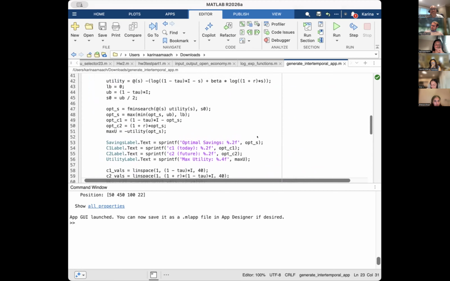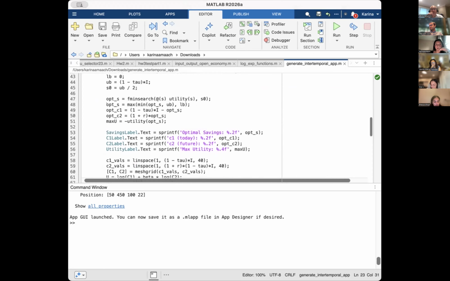Then you have the optimal savings as well, which finds the value of savings that minimizes the negative utility function. And it keeps savings in bounds, which keeps savings less than income, to avoid implausible outcomes and keep more realistic standards.